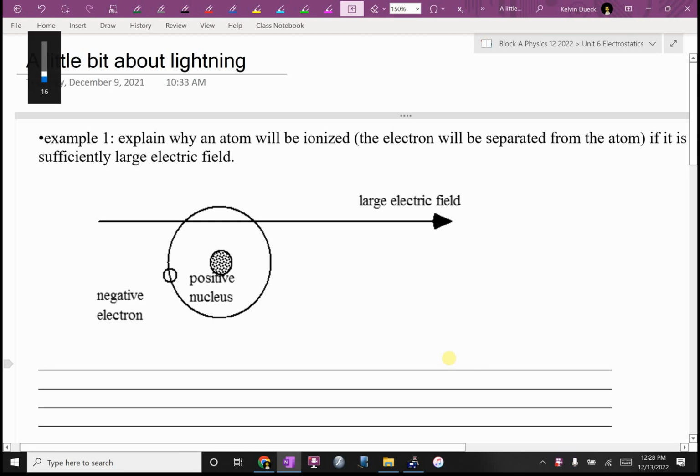So I called this lesson a little bit about lightning. I'm not going to be specifically asking you about lightning on your test, but a lot of the concepts here are good basic reviews of some of the concepts you'll see on your electrostatics test.